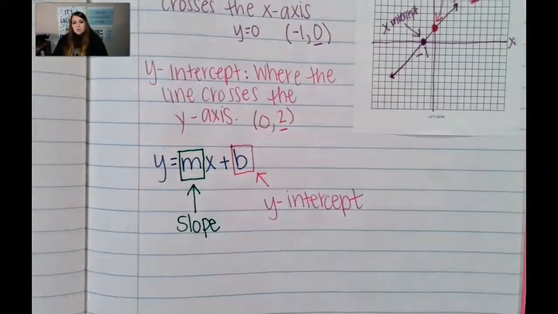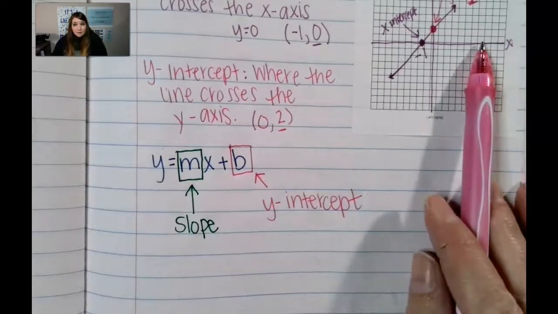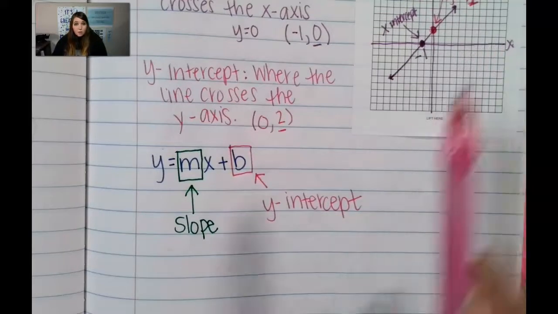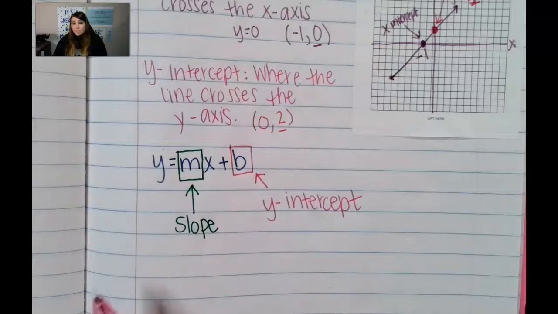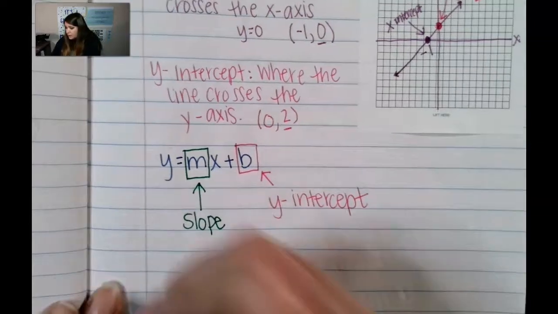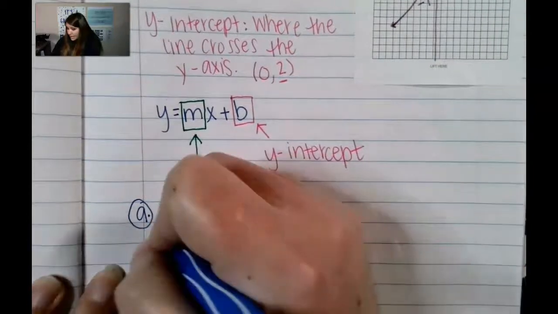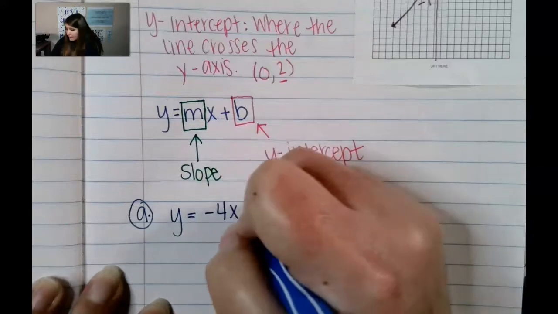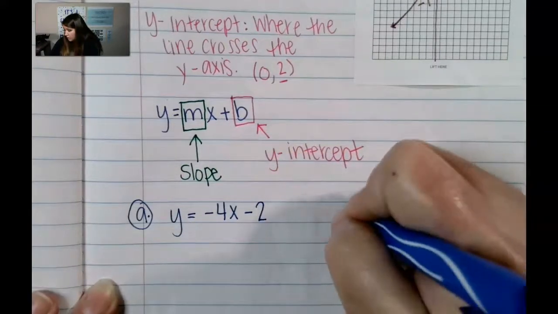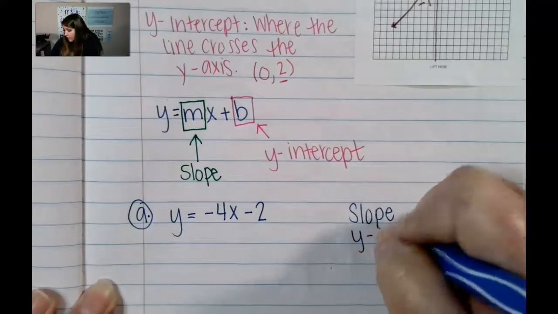So you can use every single part of this equation to graph something without even knowing what the other points are. Okay, so first today we're just going to practice identifying the slope and the y-intercept. So the first equation that I have for you says y equals negative 4x minus 2. I want you to find the slope and the y-intercept.